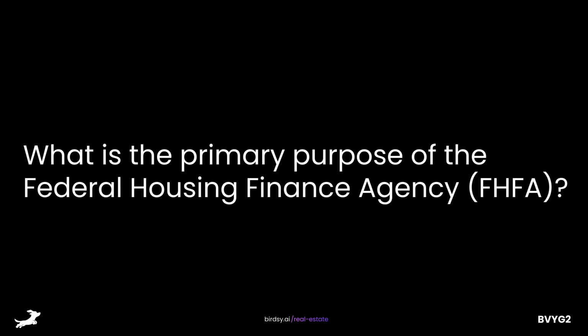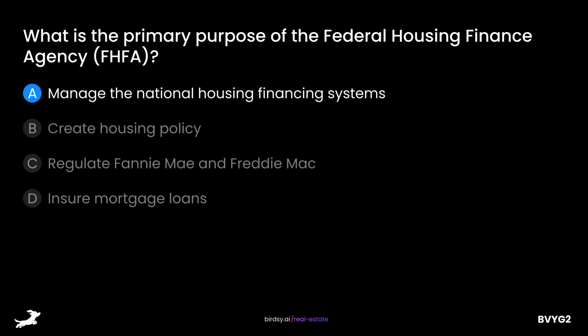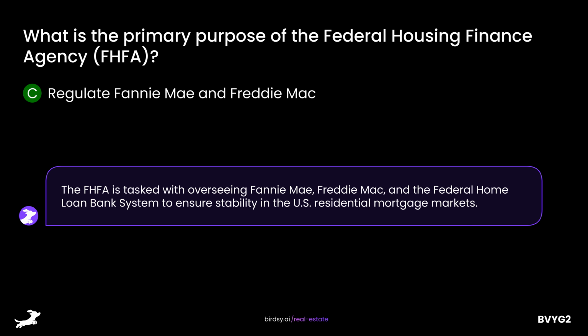What is the primary purpose of the Federal Housing Finance Agency? Is it A, manage the national housing financing systems, B, create housing policy, C, regulate Fannie Mae and Freddie Mac, or D, insure mortgage loans? The answer is C. Regulate Fannie Mae and Freddie Mac. The FHFA is tasked with overseeing Fannie Mae, Freddie Mac, and the Federal Home Loan Bank system to ensure stability in the U.S. residential mortgage markets.